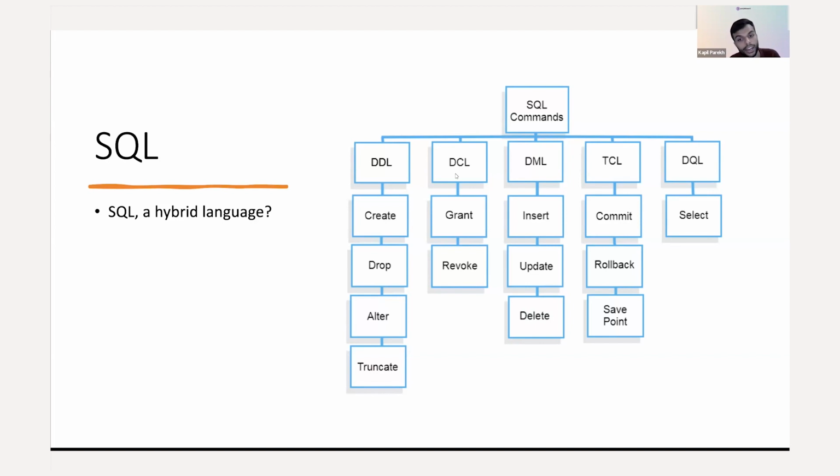Then we have data control language. Now, data control language, the name itself suggests it is used for control, giving access. So how do we give access? We grant access or we revoke access. These type of commands are in DCL.